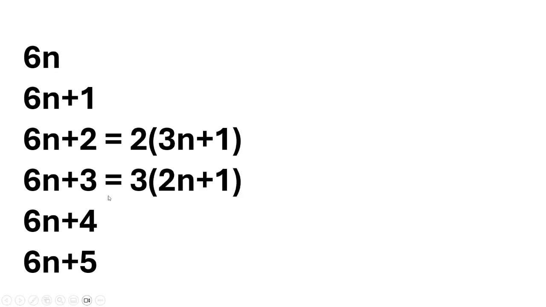So how about 6n plus 2? You can factor out a 2 and you get 2 times (3n plus 1). So this can't be prime. How about something of the form 6n plus 3? You can factor a 3 out of that, so that can't be a prime, because it can be expressed as 3 times (2n plus 1). How about 6n plus 4? There you can factor out a 2 again, so you have 2 times (3n plus 2). And finally, something in the form 6n plus 5 is a candidate, because you can't factor a 2 or a 3 out of that.